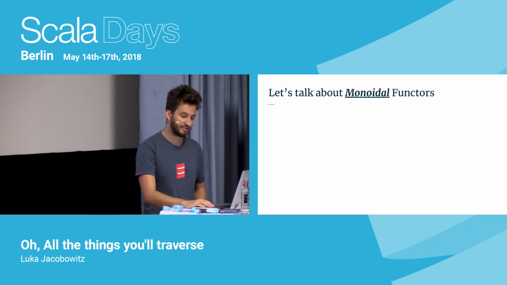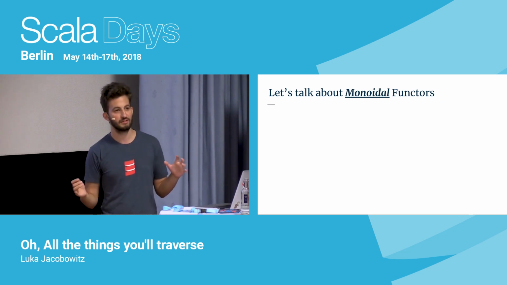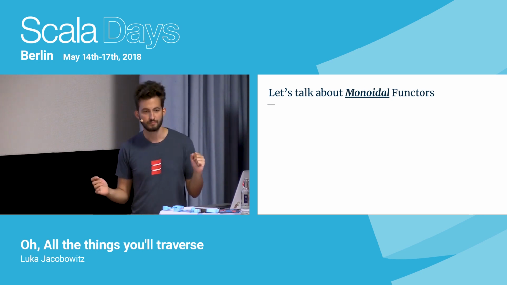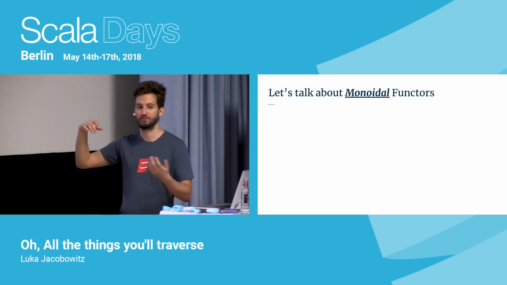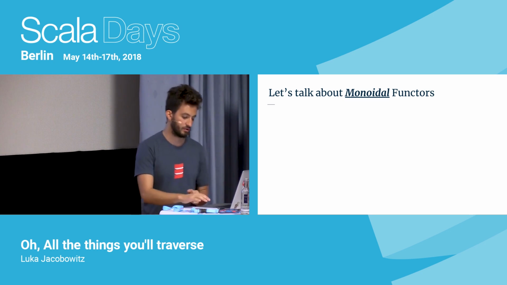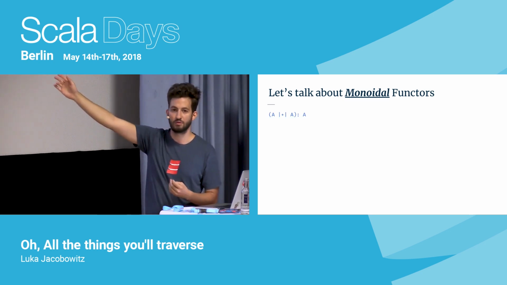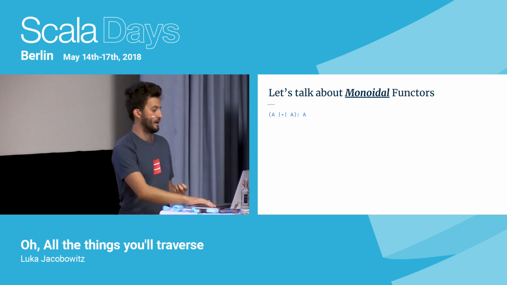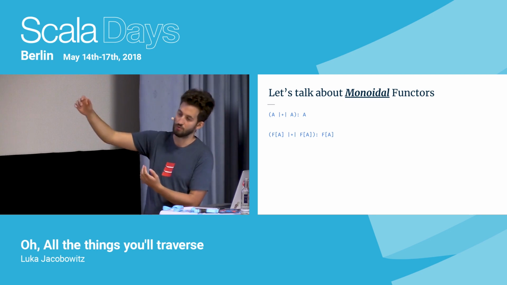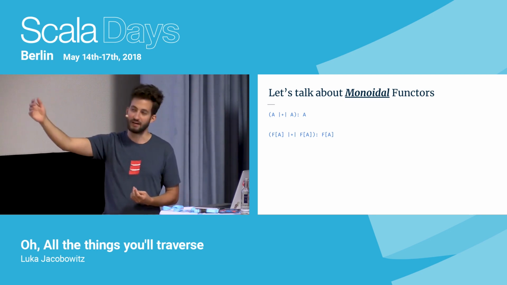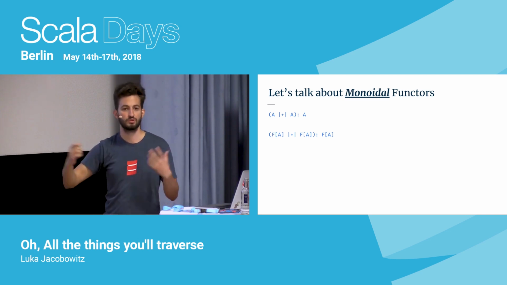So let's talk about something called monoidal functors. So monoidal functors basically combine the parameters of monoids with the parameters of functors. And so, for example, right, this is a monoid, right? So we have an A and an A, we combine them to get a new A. But we might also have like an f of A, right, like we saw with the option. Option of A combined with option of A is also an option of A using simple monoid.